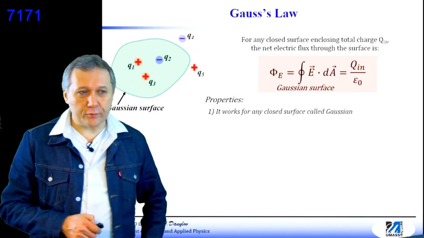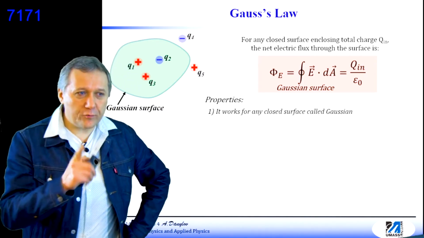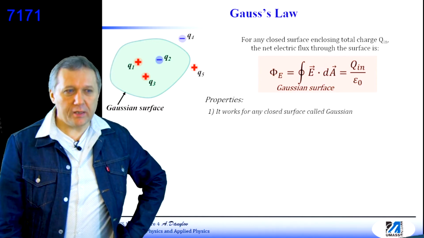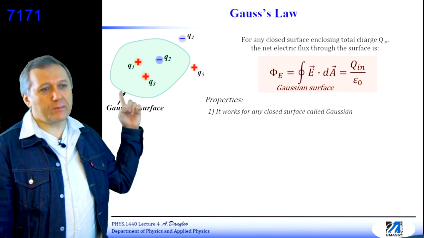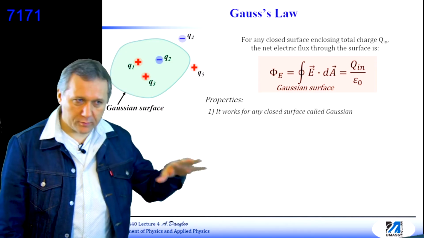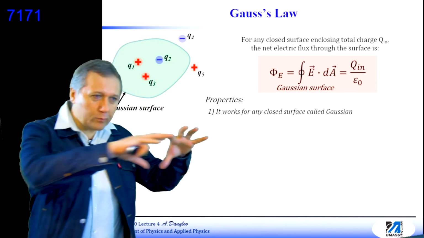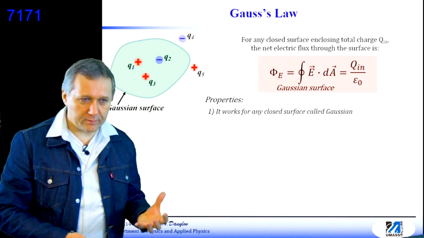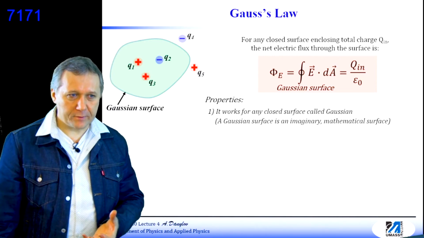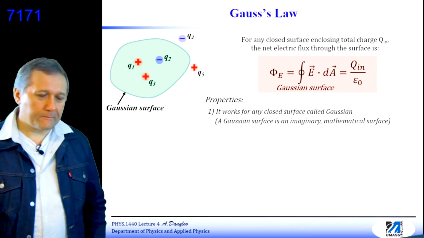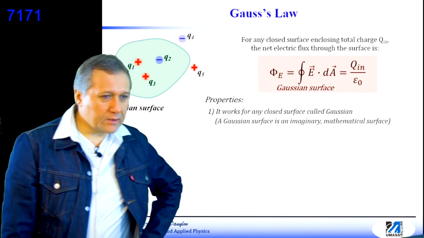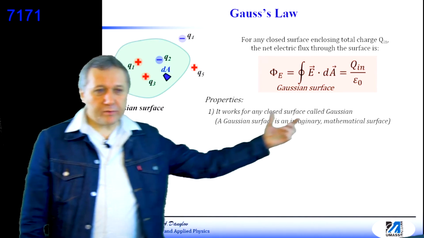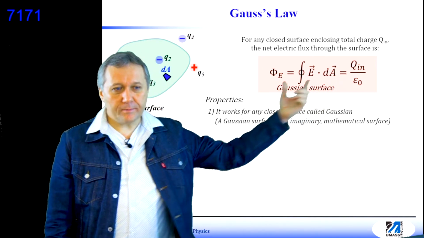Okay, closed surface. Then, this Gaussian surface is pure imagination. It's a pure mathematical concept. It doesn't mean that over here there must be some physical surface. No. You say, okay, you know what? I want to use this Gaussian surface, and it's your pure imagination. Right? So Gaussian surface, it's an imaginary one.